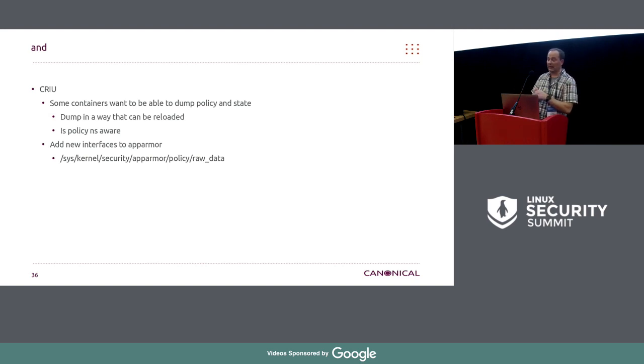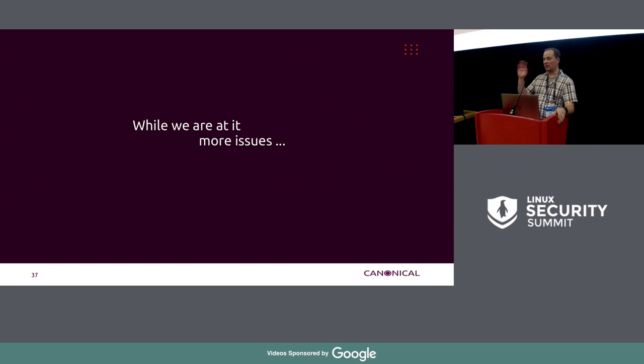The policy has to also be namespace aware when we're doing this, so when the container tries to do this, it sets it up correctly again for the proper namespaces. Obviously, we had to add interfaces for container managers to do this. We're not going into a lot of details. While we're at it, we're going to hit some more issues with getting these namespaces working.